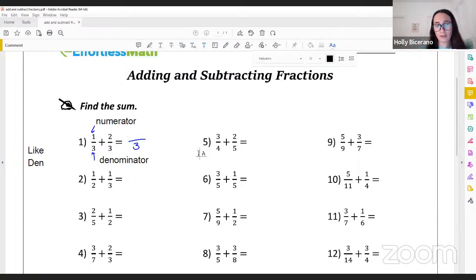And then all we have to do is add the numerators. So we would add the 1 and the 2 together, and we would get 3 for the numerator. And so then we can simplify that 3 over 3. That fraction sign, you can think of it as a division sign. So it's 3 divided by 3, which is just 1.